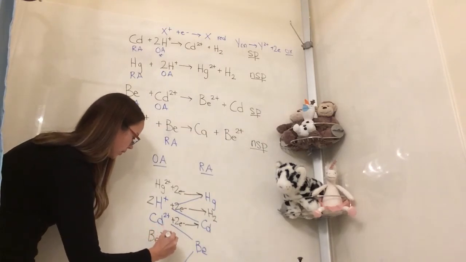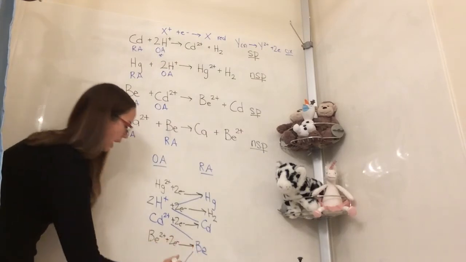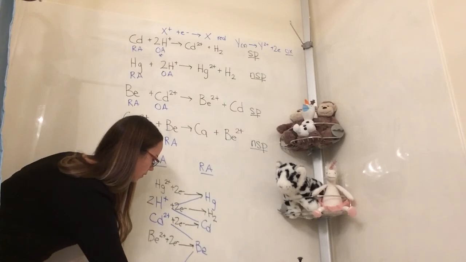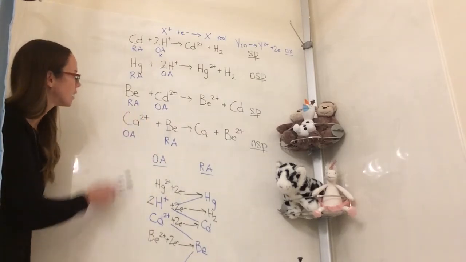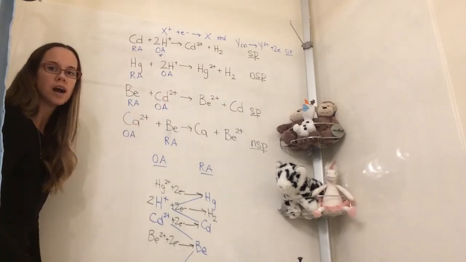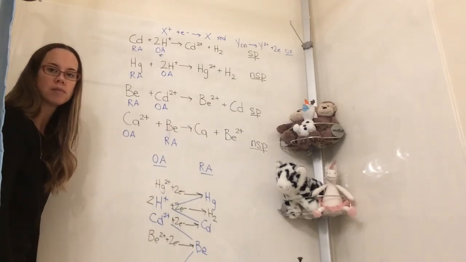Be2 positive plus 2 electrons gives Be solid, and calcium ion plus 2 electrons gives calcium solid. Now I've created a redox table from these reactions up here. I'm just going to write it over here a little nicer for you guys, and then I'll take a screenshot and show you what the redox table looks like.